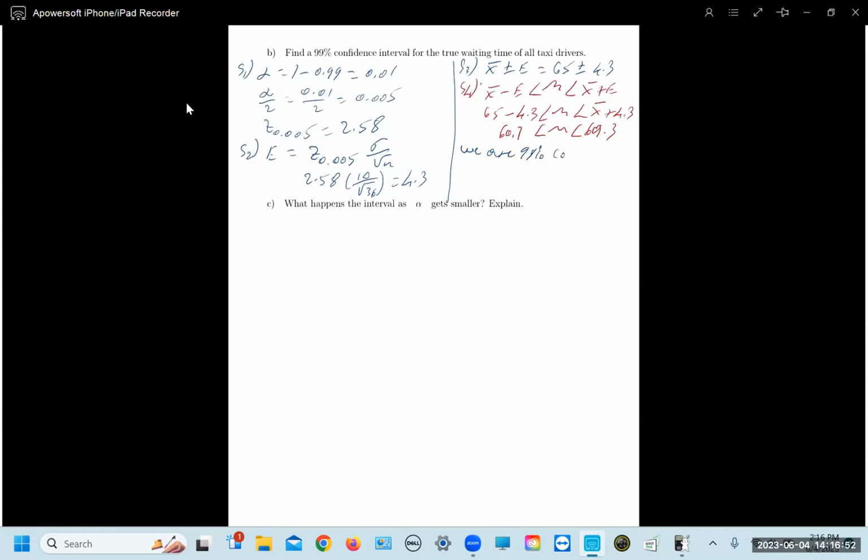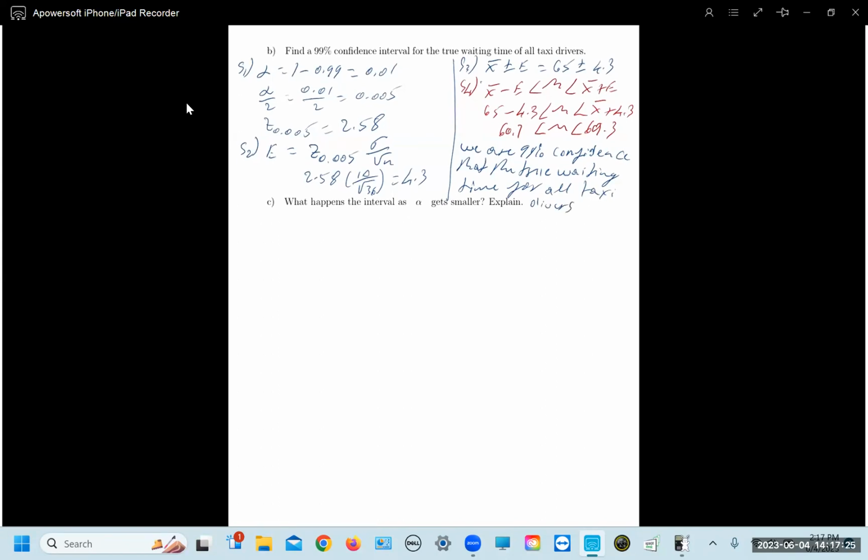We are 99% confident that the true waiting time for our taxi driver is between 60.7 minutes and 69.3 minutes.